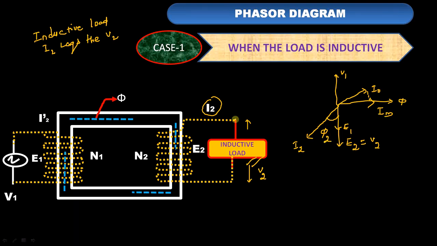Now this I2 is this side. And what about the I2 dash? This I2 dash is just opposite to this I2. Opposite means it will come somewhere here, this side. Okay, this is I2 dash. Now, what is the resultant of I0 and I2 dash? The resultant of I0 and I2 dash is nothing but I1, the primary current. I1, see here. This is I1.